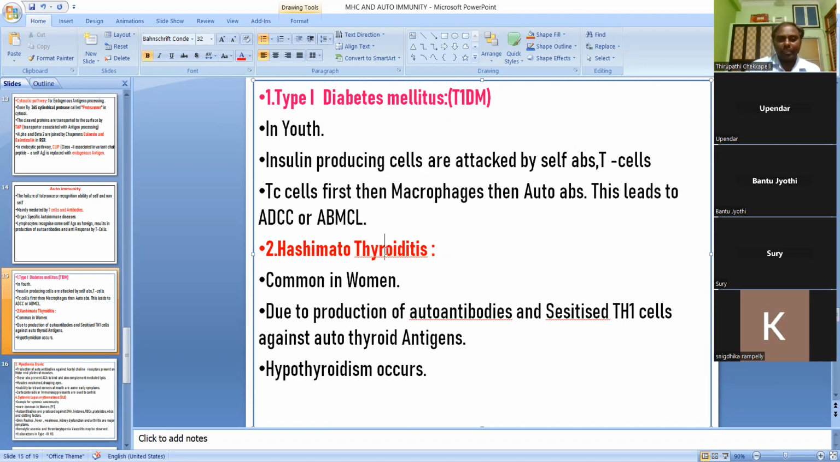Then another disease, Hashimoto thyroiditis. The name itself is indicating that. Here we all know that the thyroid gland produces thyroxine hormone. To produce thyroxine hormone, it requires thyroid stimulating hormone.